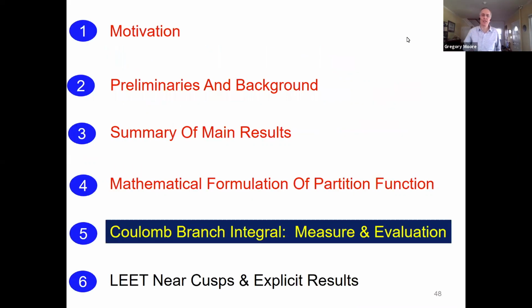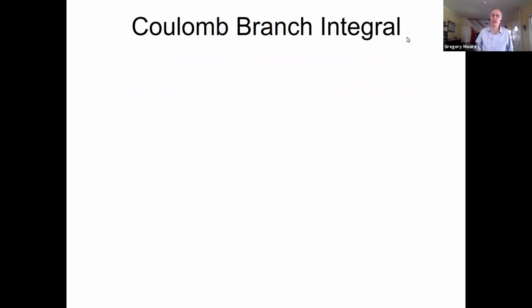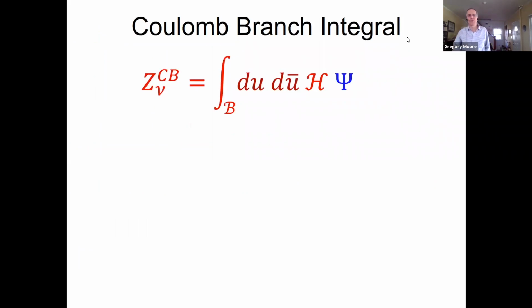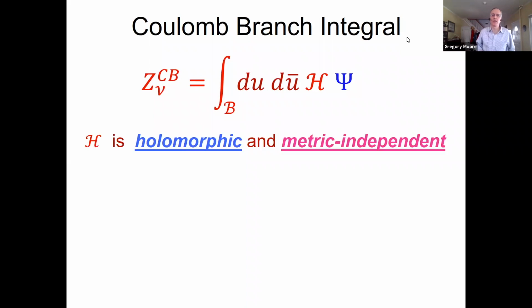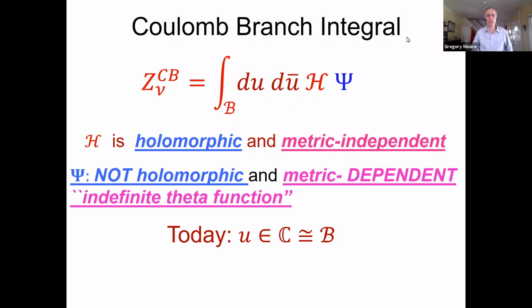So you see, the story starts with what's called the Coulomb branch integral. So the partition function on a compact manifold will be equal to a sum over all the vacua. In particular, we need to integrate over the Coulomb branch of vacua. So we'll have an integral, and it turns out to have this form. B is the Coulomb branch. H is some holomorphic, metric-independent function, which we know all about, but I'm not going to tell you about. And psi is a non-holomorphic, metric-dependent theta-function-like object, which I will tell you a little bit about.